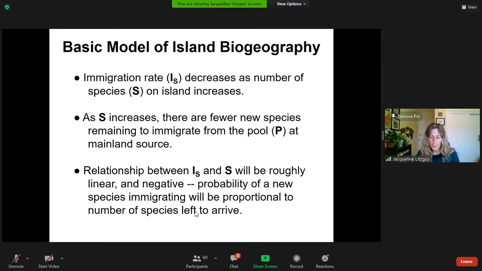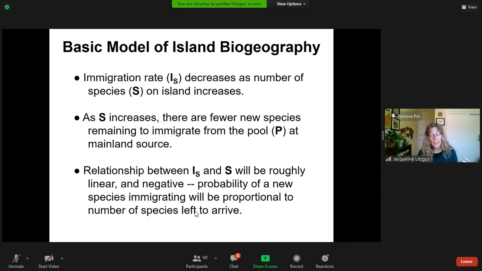So the immigration rate is going to decrease as the number of species on the island increases, since as S increases, there are fewer and fewer new species available in that pool to immigrate. So the relationship between the immigration rate, the IS value, and S is going to be a negative relationship, because IS decreases as the number of species on the island increases. It's roughly linear, though not perfectly linear.